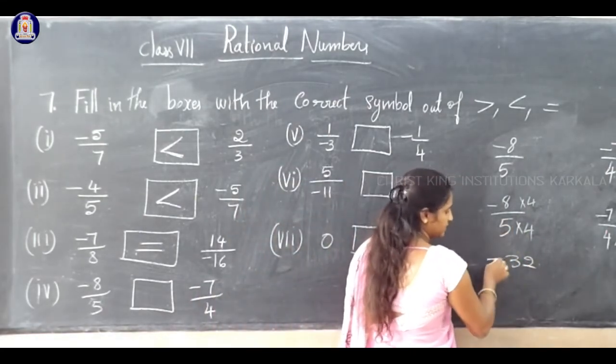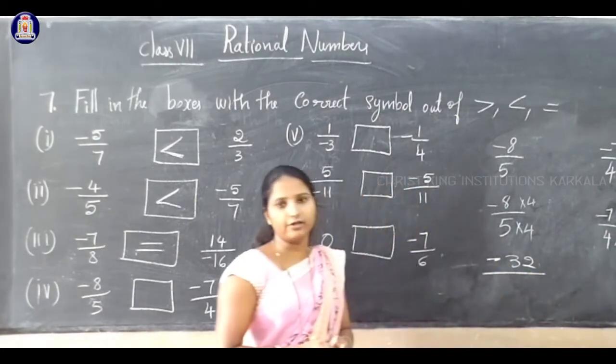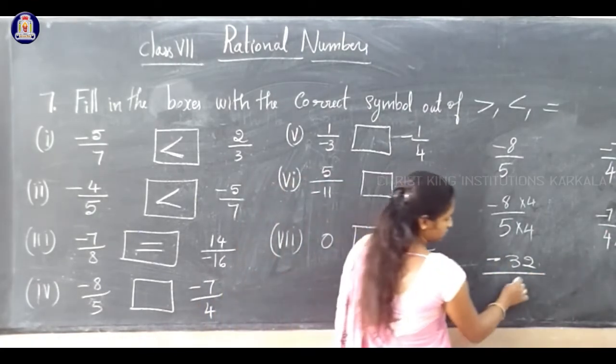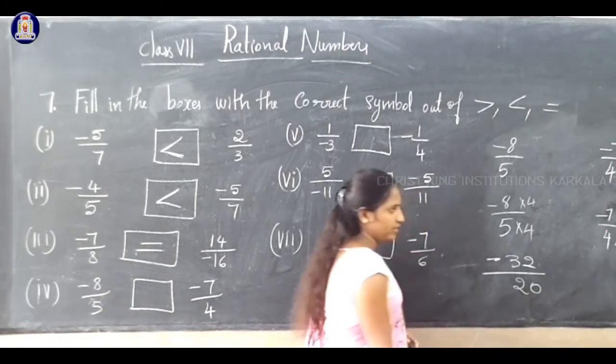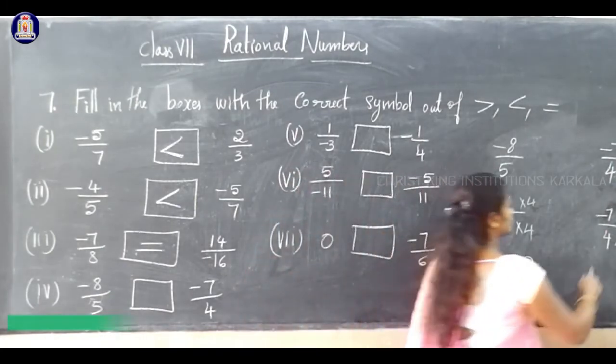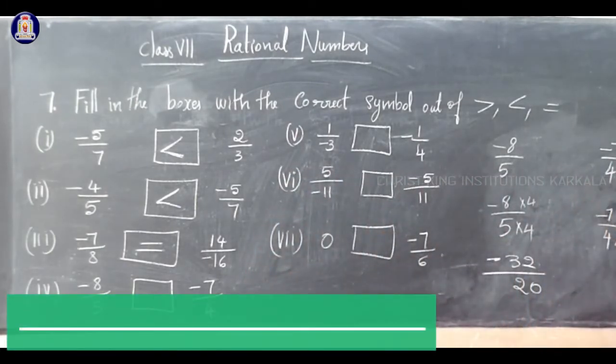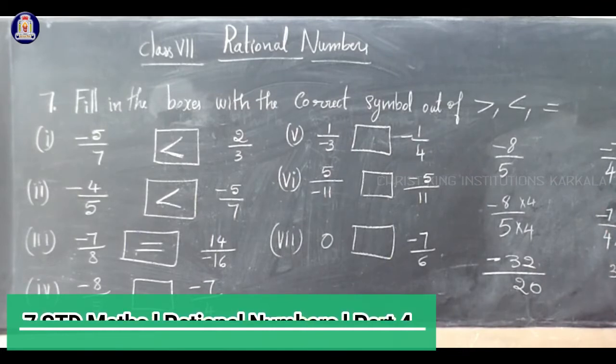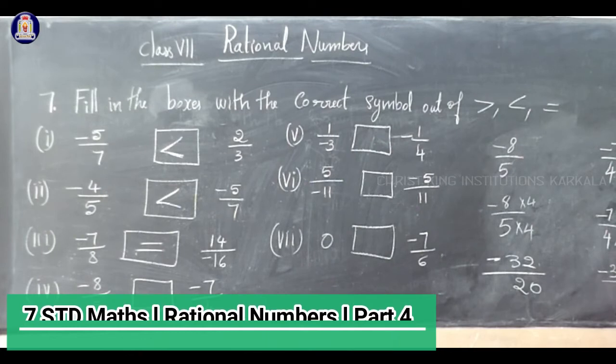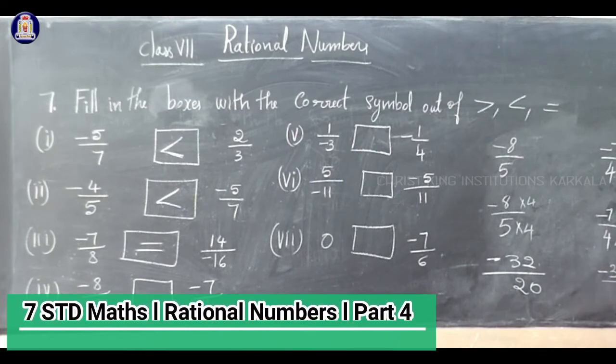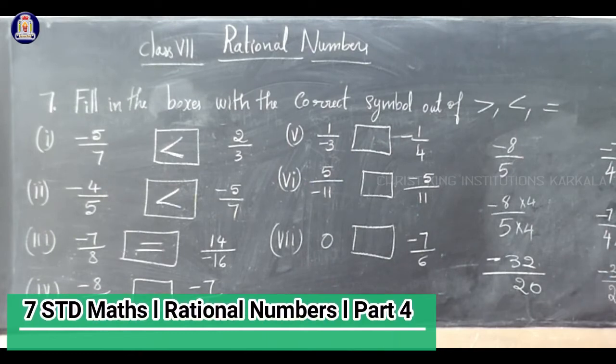Sign is minus in the numerator. In the denominator, 5 4s are 20. So next, minus 7 into 5. 5 7s are 35, and sign is minus. The denominator, 4 5s are 20. Okay? 4 5s are 20, and here 32 and 35.